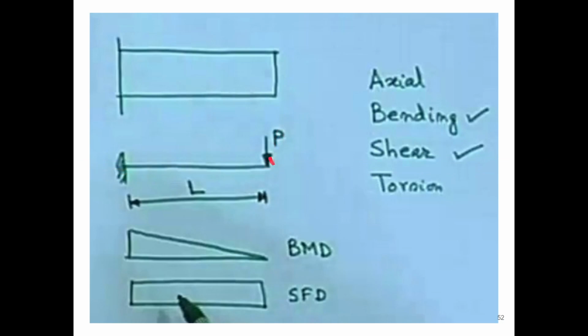If we apply a load P here, these are the possible outcomes of this load which can be generated. One is the axial load, one is the bending, one is shear, and the other is torsion. So these are the possible scenarios which can arise when there is a load P acting at a length L from the fixed end in a cantilever beam.